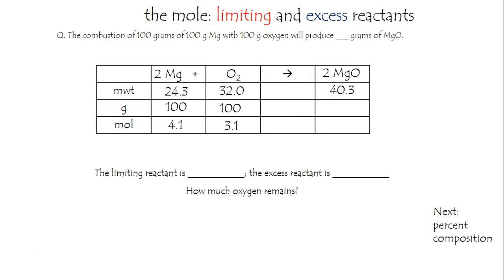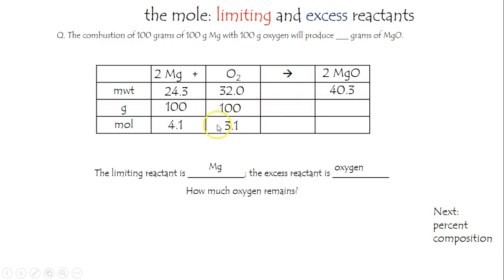However, let's check it out. Every 2 of these requires 1 of that. No problem. 4.1 would only need 2.05. We have excess oxygen. Similarly, 1 of these requires 2 of these, and we don't have that. We would need 6.2, and we only have 4.1. Clearly, magnesium is the limiting reactant. Oxygen is the excess.